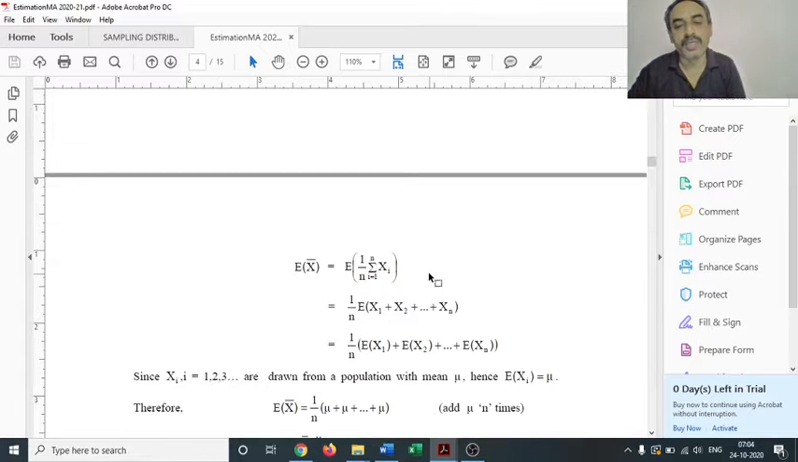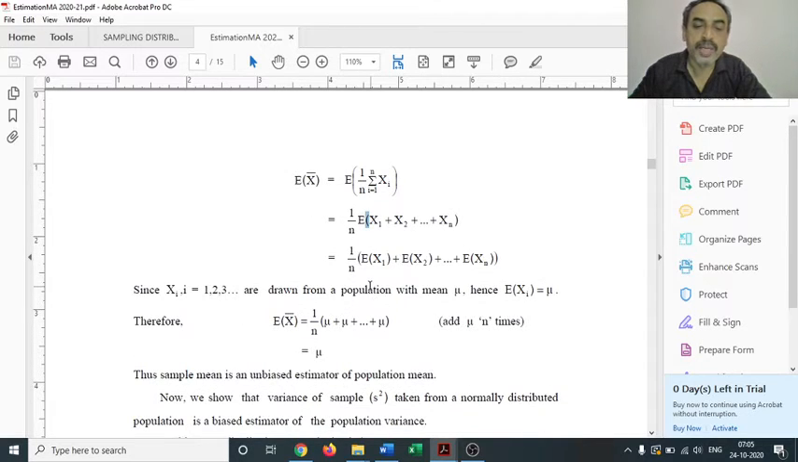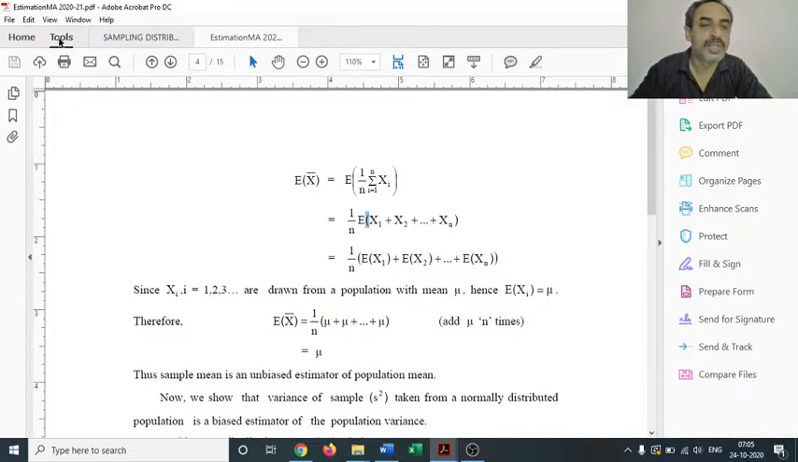Using this expectation, we have E of x bar equals E of 1 by n sigma i equal to 1 to n xi. In expectation, we have a property that E of AX equals A E of X. Here 1 by n is a constant, so 1 by n can be taken outside the E operator. That is why we get 1 by n into E of x1 plus x2 plus etc. plus xn, obtained by expanding the summing operator. Now we have another property in expectation, that the expectation of a sum is the sum of expectations. That is, E of x plus y is equal to E of x plus E of y.